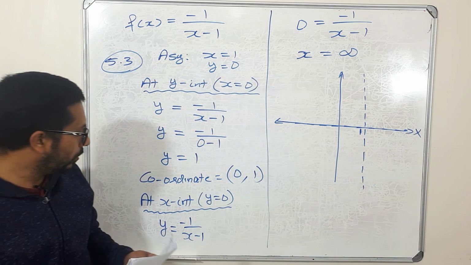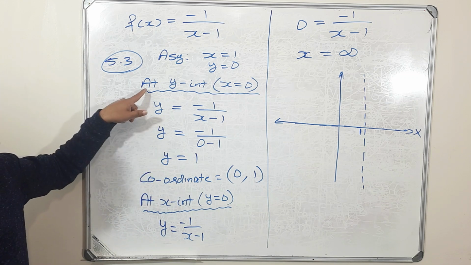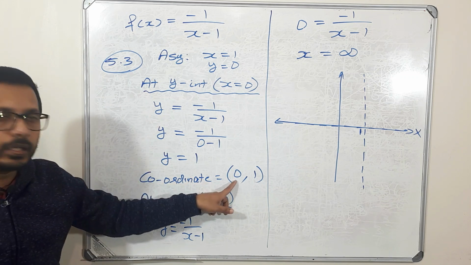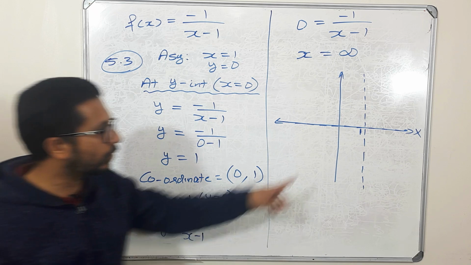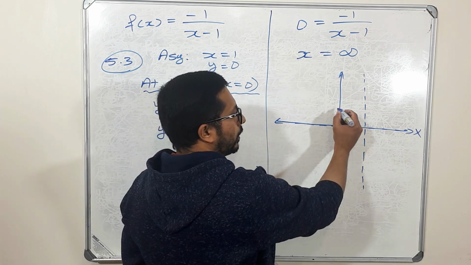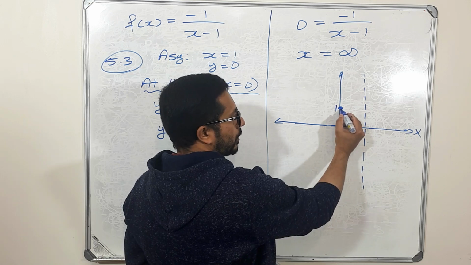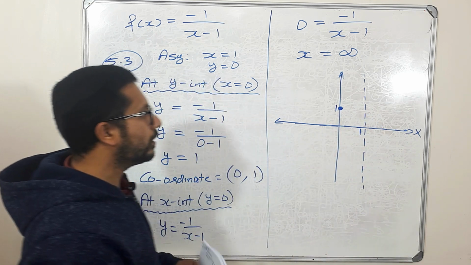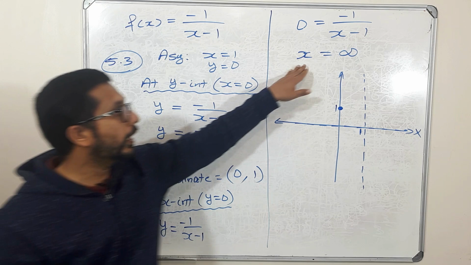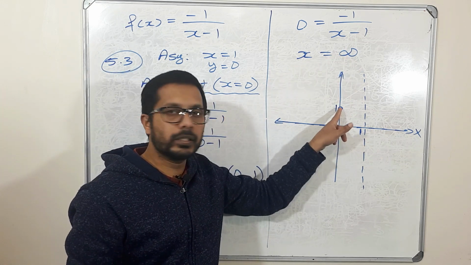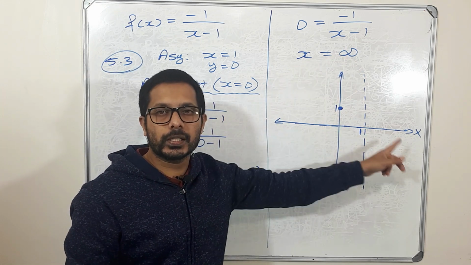Now, what is the y-intercept? The y-intercept is (0, 1), where x is 0 and y is 1. So let's say this is 1. So x is 0, y is 1 means this point. And there is no x-intercept, only the y-intercept we have.